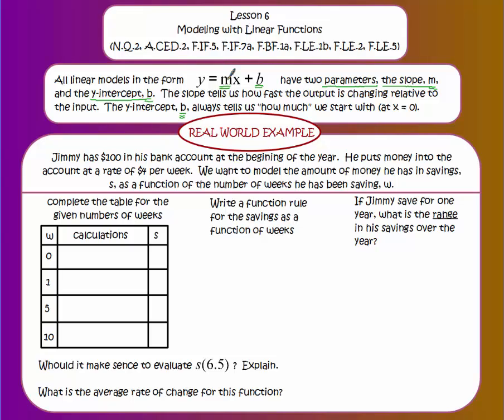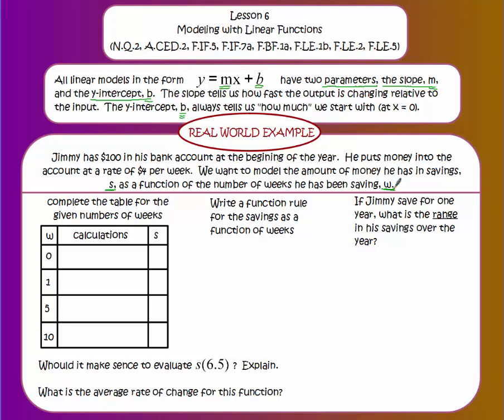Okay, so real world example, let's take a look at this. Jimmy has $100 in his bank account at the beginning of the year. He puts money into the account at a rate of $4 per week. We want to model the amount of money he has in savings, S, as a function of the number of weeks he has been saving, W. So we're coming up with a function in terms of S and W.